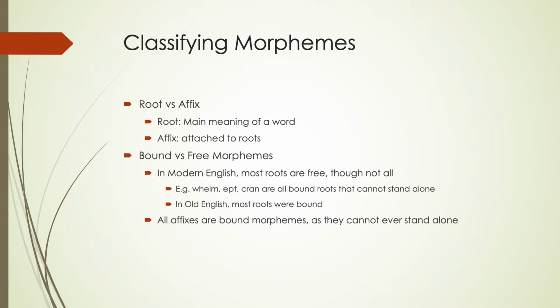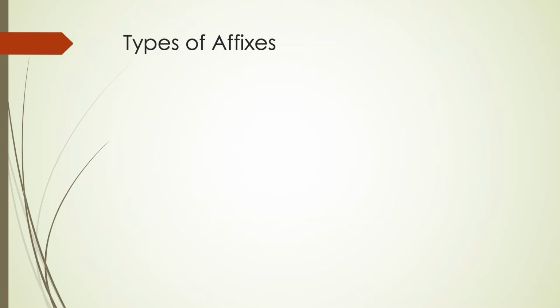Affixes, by definition, have to be bound. They can't stand by themselves and hold meaning because they're attaching to something in order to have that meaning. So roots can be either free or bound, depending on if they can stand by themselves, but affixes will always be bound. They're always attaching to something in order for their meaning to be understood. So we'll spend a little bit more time thinking about some of these types of affixes, since they're going to be very important for us as we're going through the different levels of English and the different phases of English throughout history. So when we're thinking about affixes, there's two ways to classify them.